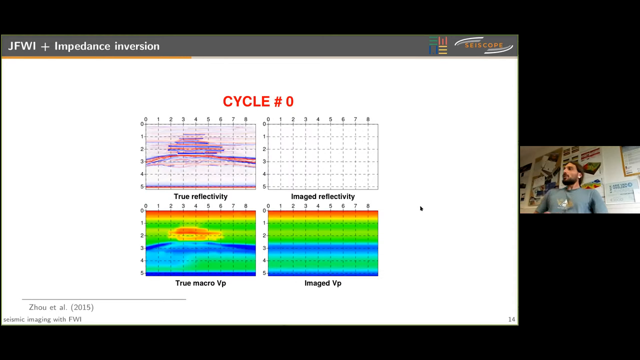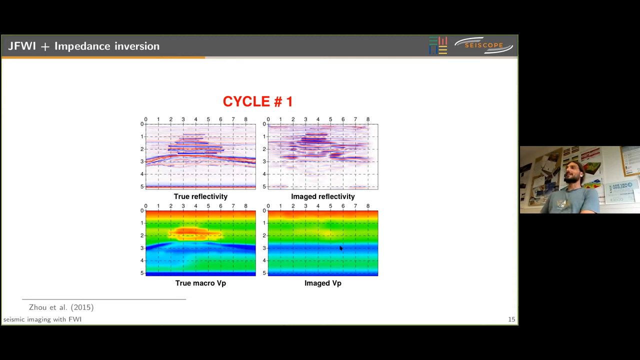So in terms of workflow, how it works, if we go back to our synthetic case, here is the true reflectivity, so true impedance, and in such a case, the true macro velocity model, so the smooth velocity. To build our subsurface model, we need to cycle over, first, an estimation of the reflectivity in the background velocity. So at the beginning, a very smooth one, and based on this assumed reflectivity, we build some update of velocity.